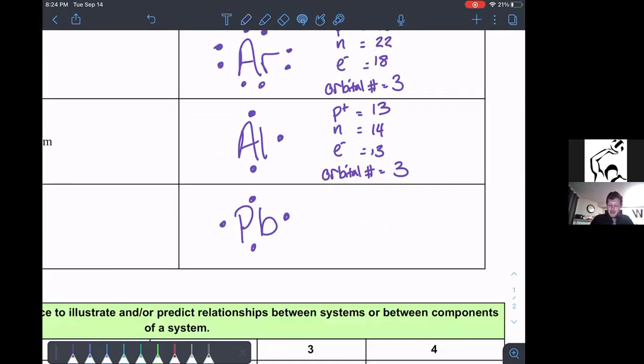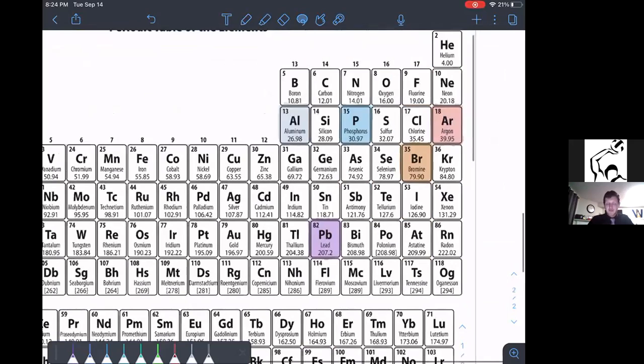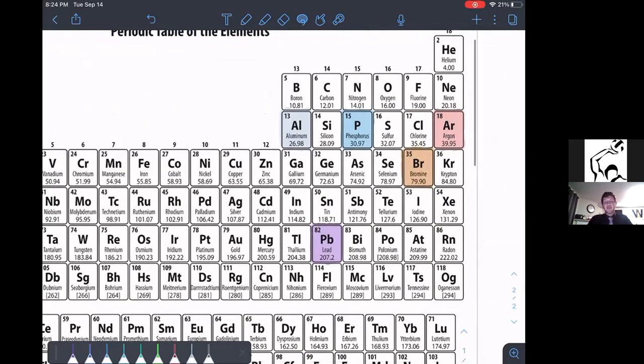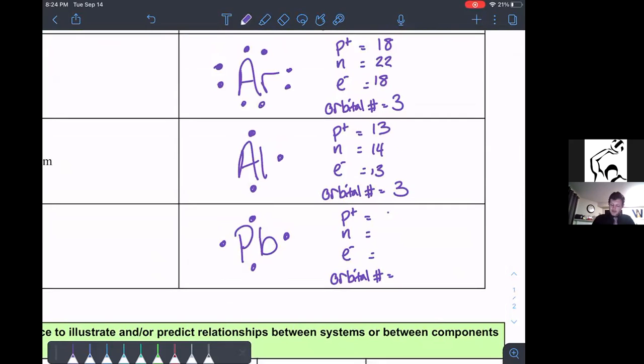And last but not least, we have lead. Lead down here way at the bottom is number 82. Lead is number 82, which means its proton number is 82. Its electron number is 82. Its mass number minus its protons is going to give us 125 neutrons. And it is in row 6, which means it has 6 orbitals. So I have 82, 82, 125, and 6.